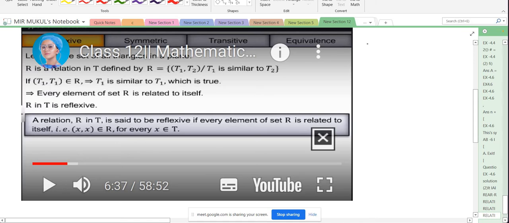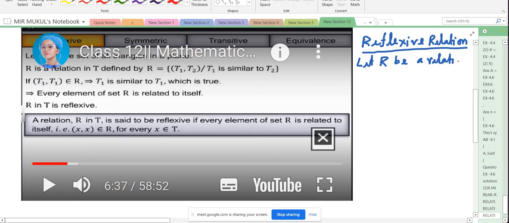So, the first type of relation is the reflexive relation. Now try to understand reflexive relation. Let R be a relation defined on set A.